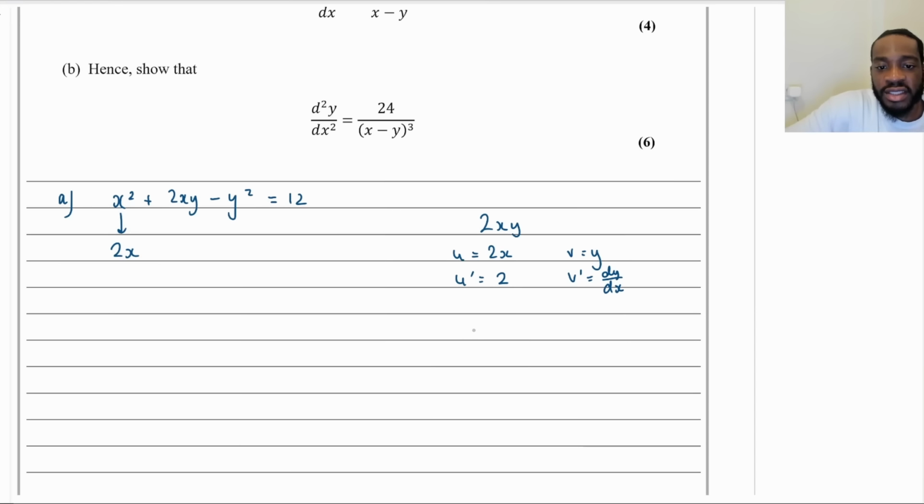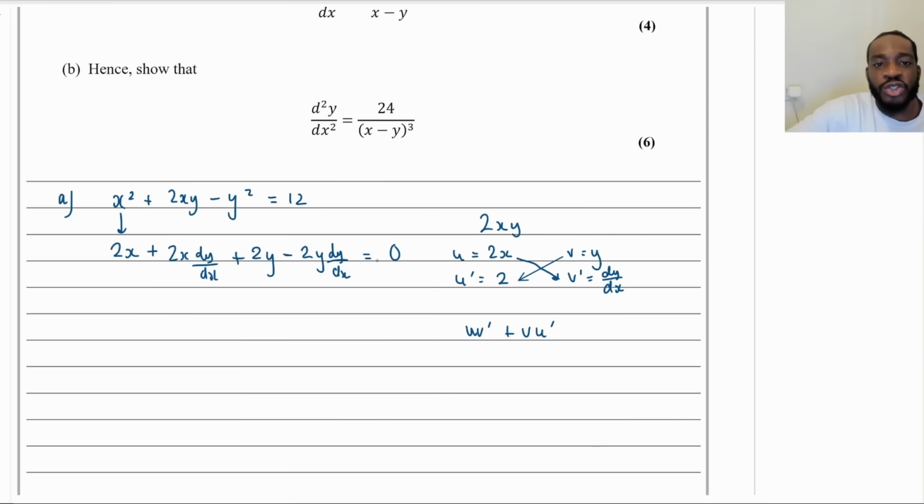And then the product rule states that u v dash plus v u dash. So we're just going to crisscross this: this times that plus this and that. So it would be the 2x times the dy/dx, so it would be 2x dy/dx. And then plus the next term, which is v u dash, which is y times 2, which is 2y. So that one's done. And then minus y squared differentiates, remember, with respect to x, so it's going to be minus 2y dy/dx. And then the 12 will just differentiate to 0.